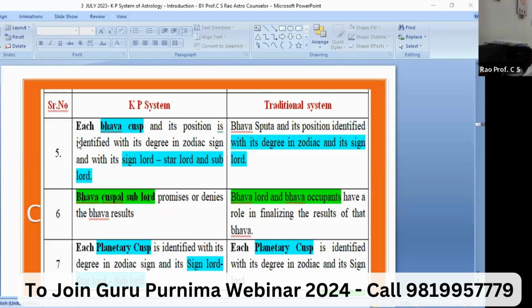Suppose you are discussing the education of a native. Whether education is promised for this native or not is decided by the 4th Bhava cuspal sublord. The common words used in the KP system are whether an event is promised or denied. The 4th cusp sublord's connections with various Bhavas decide whether he gets education or not, and the 9th cusp sublord whether he gets higher education or not.